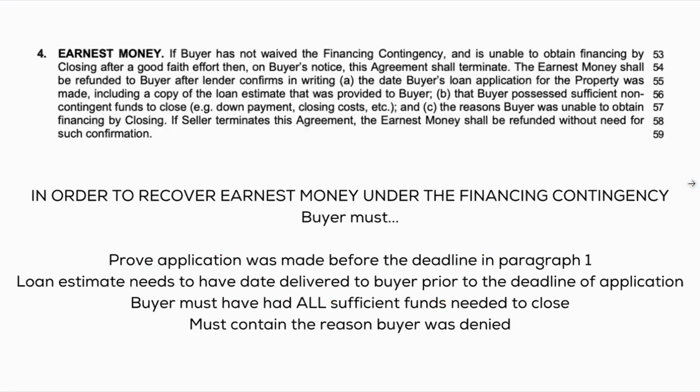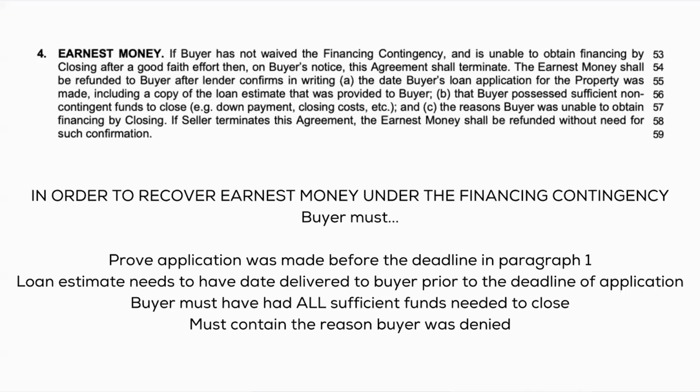The earnest money paragraph lays out how the buyer retains their earnest money by using the financing contingency. So in order for the buyer to recover the earnest money under the financing contingency, the buyer must provide the application was made before the deadline in paragraph 1. They have to have been given loan statements, and the date has to be prior to the deadline of the application. The buyer must have had all sufficient funds to close the sale.